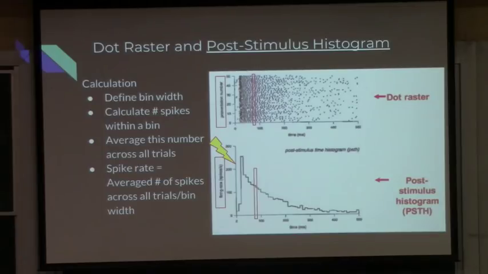So within, let's say, 70 milliseconds after the stimulus was presented and 80 milliseconds after the stimulus was presented. So at that time interval, what kind of firing rate did we get over multiple trials?